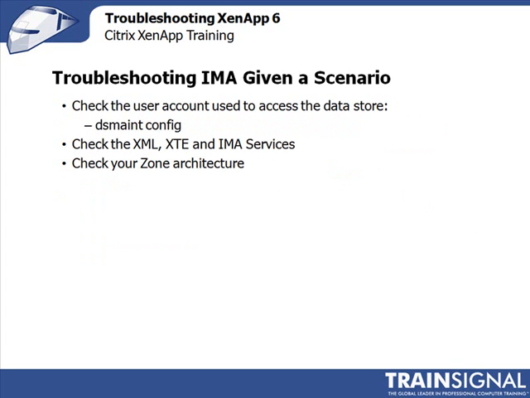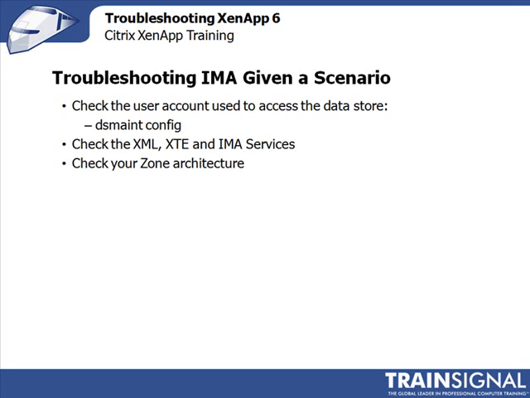Alright, so let's start off with troubleshooting IMA. The IMA service has to be functioning on the XenApp server in order for that server to properly communicate with the data store and with the data collector, etc. Now, the first thing you want to check is obviously, is the IMA service running? If the IMA service is not running, then, well, that's your problem, and you'll have to check to see why it isn't running.